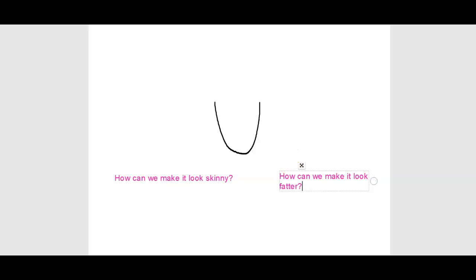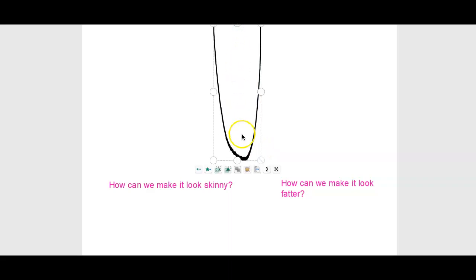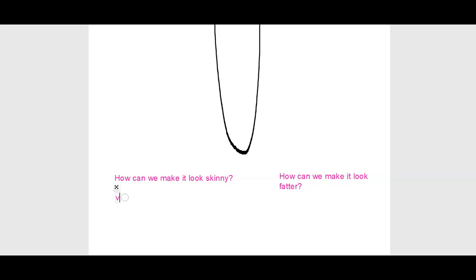Okay. Well, the tricky part to this is that there's two ways that both of those things can happen. So one way I can make this U shape look skinnier is by stretching it vertically. That makes it look really skinny. Okay, so one way I can make it look skinnier is with a vertical stretch. And on our chart, that means that you multiply your function by a number, and that number is greater than 1.